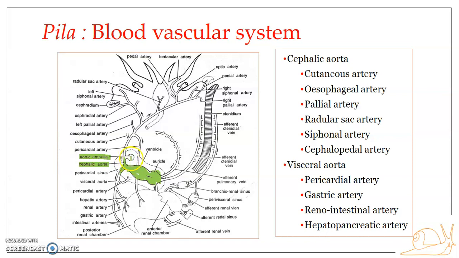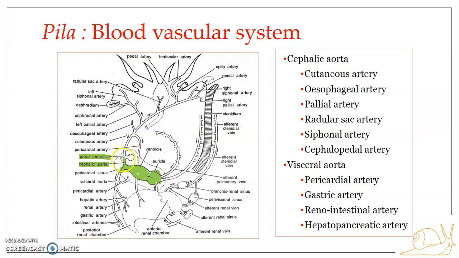The rhythmic beating of the aortic ampulla helps in regulating the normal flow of the blood through the vessels. And the aortic ampulla is a very unique feature of all the members belonging to the family to which Pila belongs, the Ampullariidae.